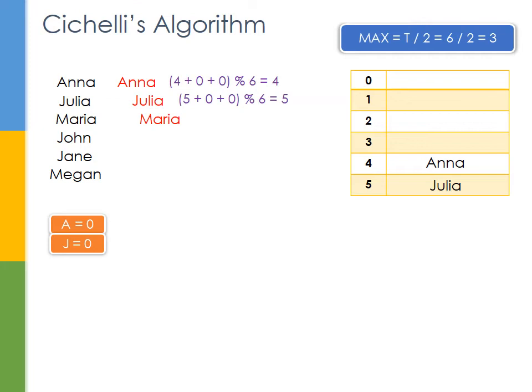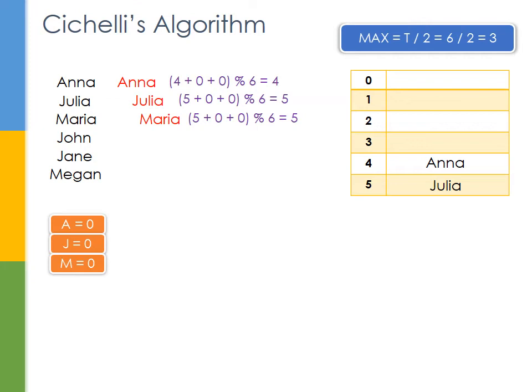Again, what can Maria do? It has to choose some values. It already has a value for A, so it simply has to choose a value for M. And as you know, it's going to be 0 because we always start there. Maria ends up with a hash of 5. And that is a problem because Julia is already sitting in that place. So how can we resolve this?